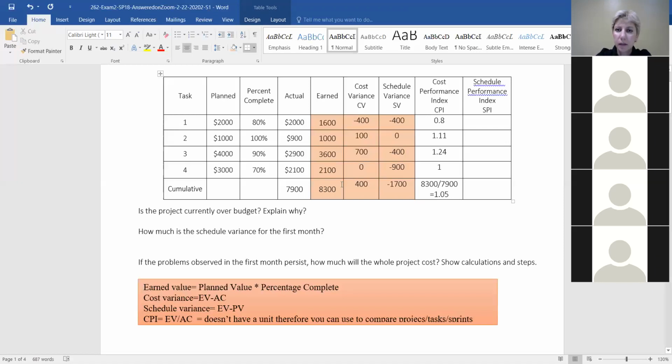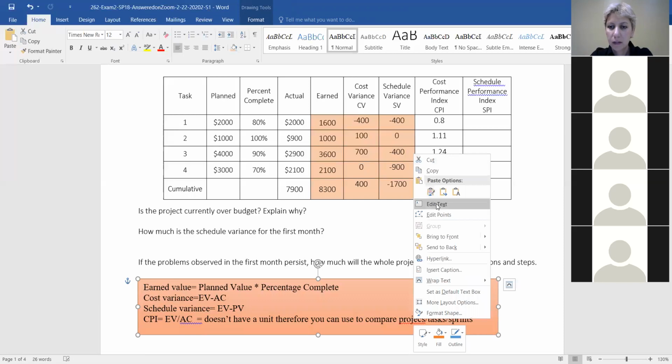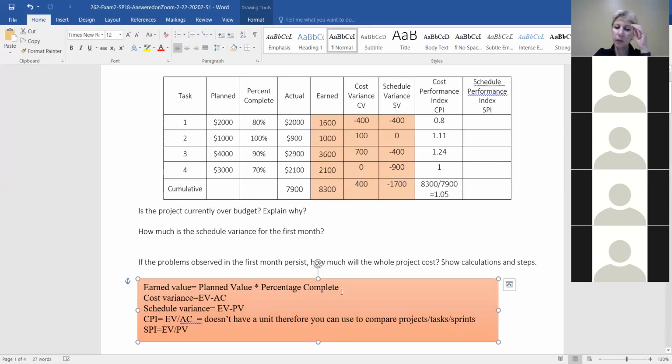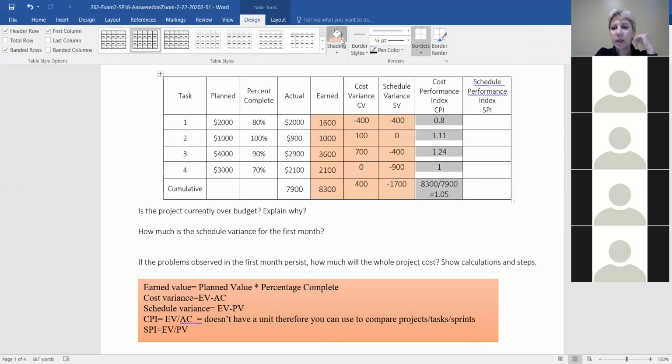So I'm gonna let someone else take it from here, and that's for schedule performance index. Some of you have noticed that parallel between SPI and the percentage complete. So SPI is EV divided by PV. Again, like CPI, it doesn't have any unit of measurement attached to it, so you can use it to compare different projects, different sprints, different people's performances.